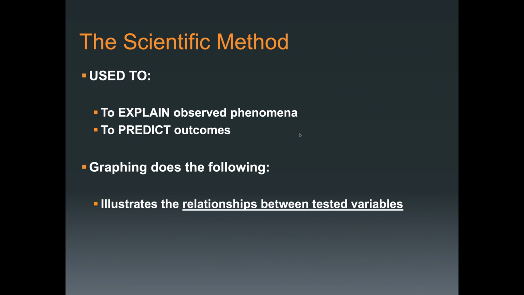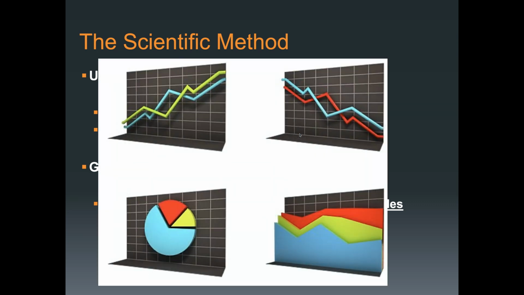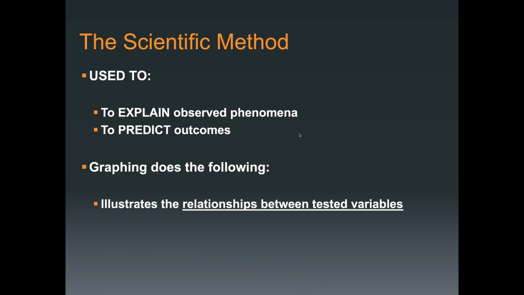Graphing does the following. First, it illustrates the relationships between the tested variables. Is it linear? Is it a different function? Is it direct? Is it inverse? Is there no discernible relationship? There are many different kinds of graphs you can do as well. We're going to be dealing here with graphs that involve data points that, well, you'll see. I don't want to spoil anything.